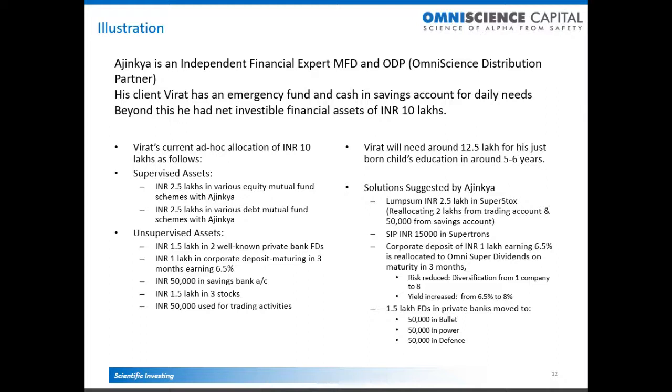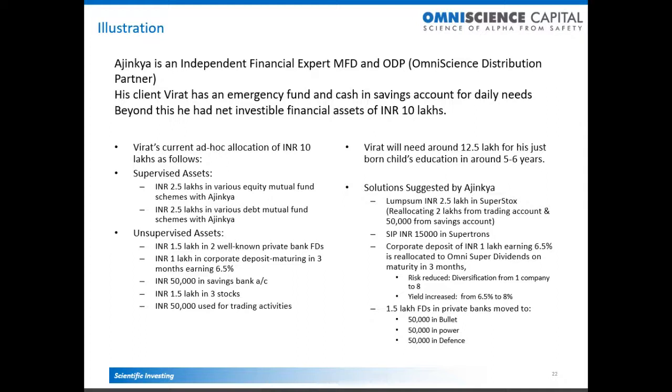But he has 2.5 lakhs in equity mutual funds with Ajinkya. So we call it supervised assets. And he has another 2.5 lakh in debt mutual funds with Ajinkya. So 5 lakh of his portfolio is supervised by Ajinkya. Typically, this would be less than that, probably 3 lakhs or so.